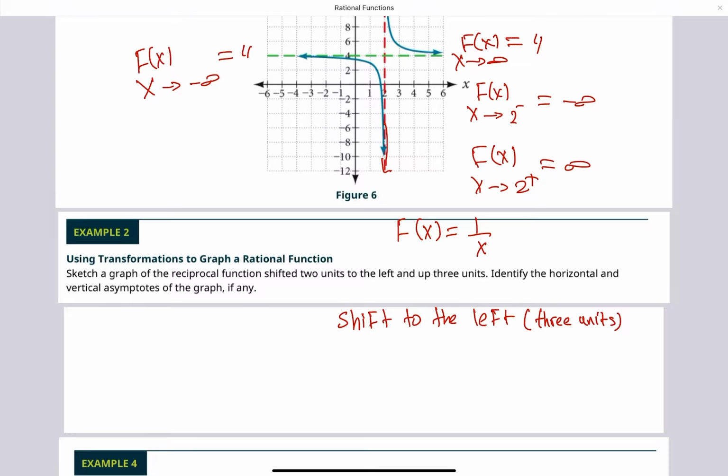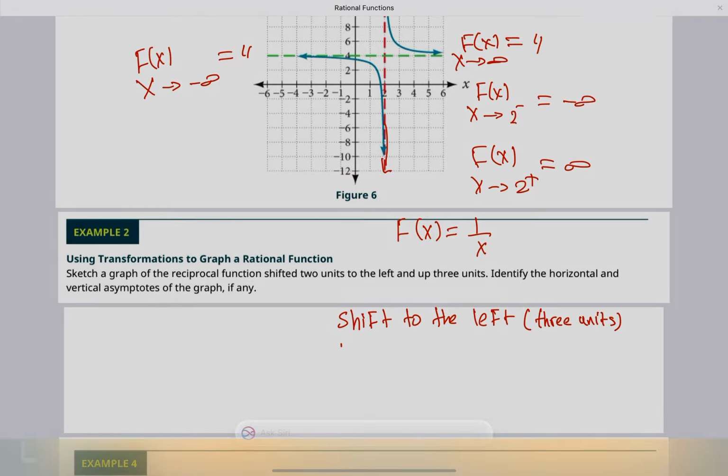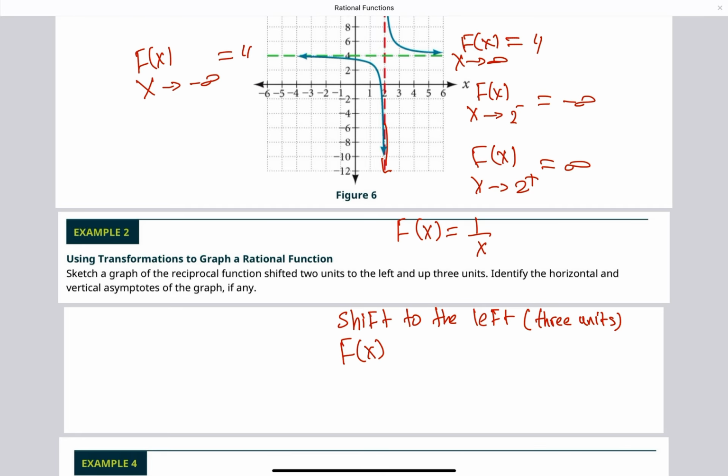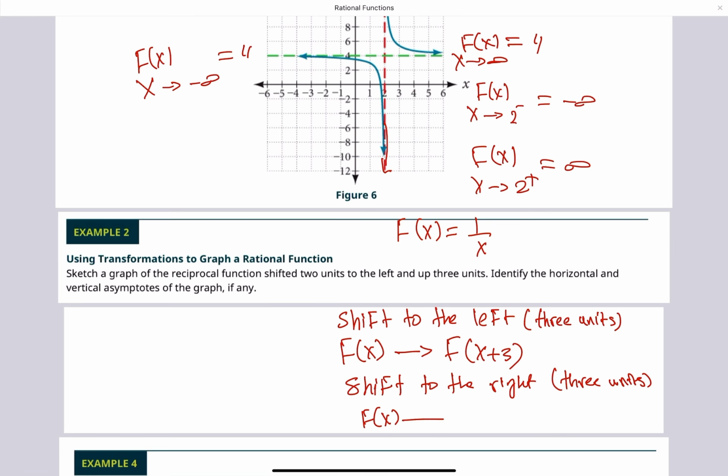If I have f of x, what does this turn into? If I shift it to the left 3 units, it turns into f of x plus 3. It's that simple. Now shift to the right 3 units as well, what happens? f of x turns into f of x minus 3.